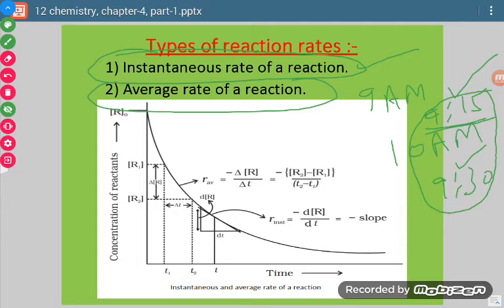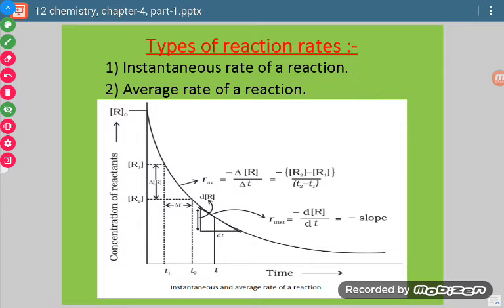That change in concentration between 9:15 and 9:30 will be the change in concentration, and the change in time will be 15 minutes, 9:15 to 9:30. So if we calculate the rate that way, it is known as the average rate of reaction. Now with this graph you can see. Now I have taken this graph.